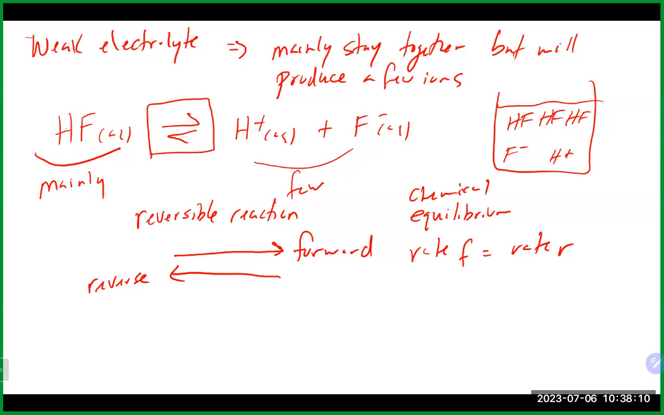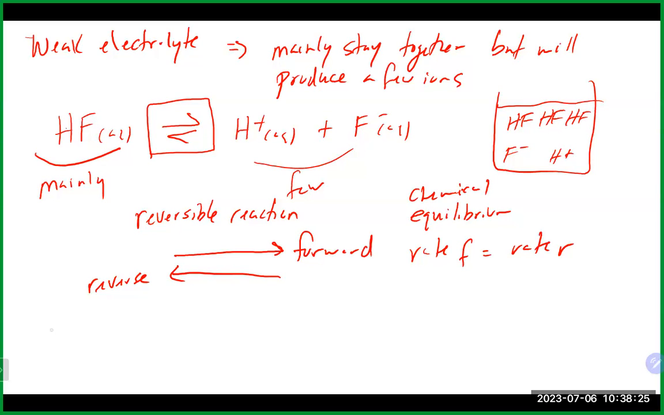Because if it goes back and forth at the same rate, you're pretty much not changing very much on either side of the arrow. They're going to basically maintain their concentrations, or if you're talking about gases, they will maintain their pressures at pretty much that point.